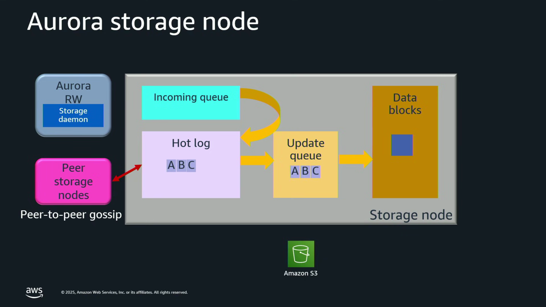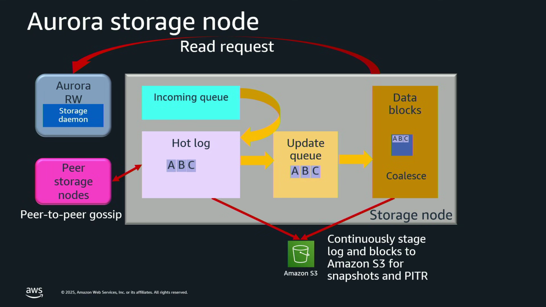We can move things over to the update queue, and we can then turn these log records into pages again. We call that coalescing. This is all happening really quickly inside the storage. So when we need to do a read request, we've got it ready, so your read latency is not impacted. This storage node is also continuously dropping all of those log records and database pages into S3.